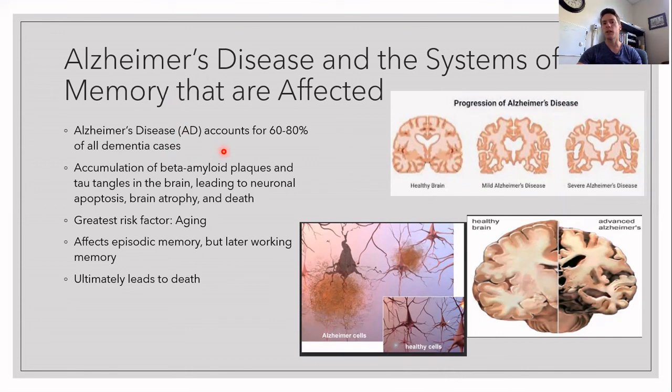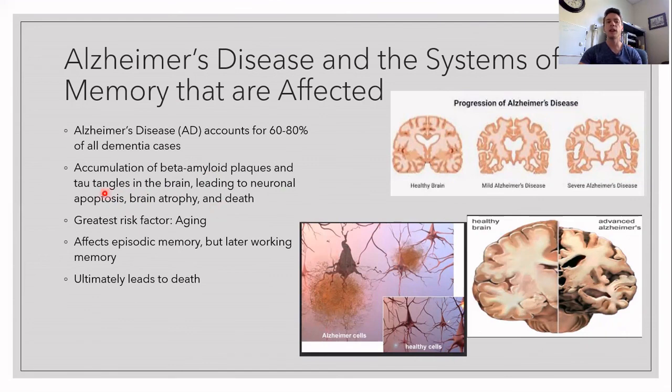Some of the biomarkers of Alzheimer's disease are an accumulation of beta amyloid plaques. So here's an illustration of that. These are neurons, and these plaques begin to form. And these plaques essentially starve the neurons of essential nutrients, and those neurons just die. There's also neurofibrillary tangles, or tau tangles. And these amyloid plaques and tau tangles cause neuronal apoptosis, brain atrophy, and ultimately death.